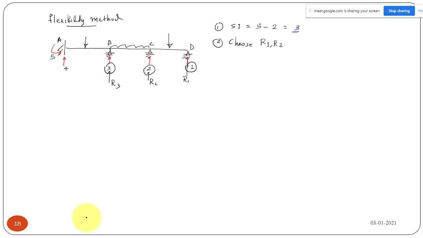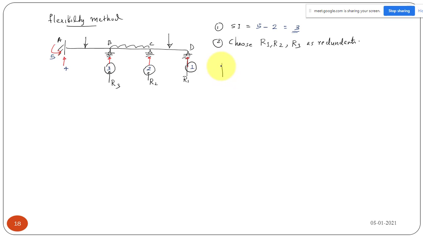It is a simple cantilever beam. It is a stable structure. So R1, R2, R3 are okay. So that is the second. Now you can remove these forces R1, R2, R3.